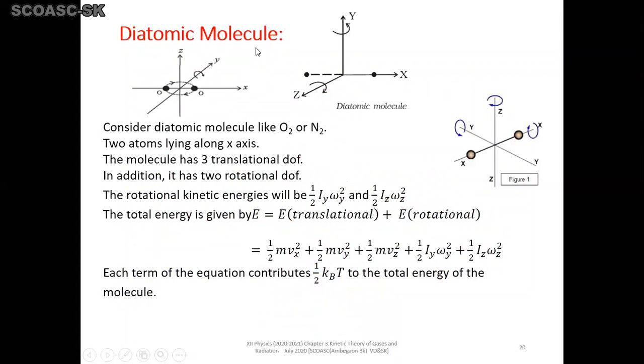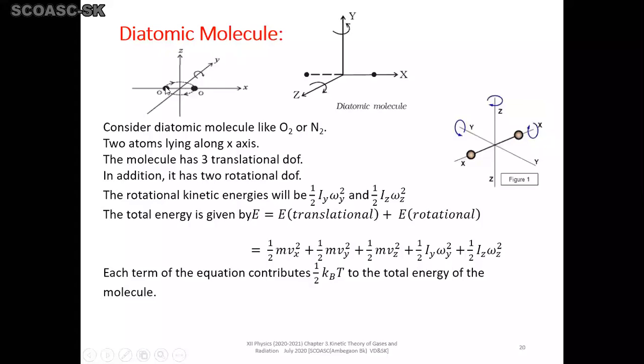Now I'm talking about a diatomic molecule. Diatomic molecules, say oxygen, nitrogen, two atoms. This is the molecule. There is an oxygen atom here, an oxygen atom here, and a covalent bond formed by sharing of two electrons.